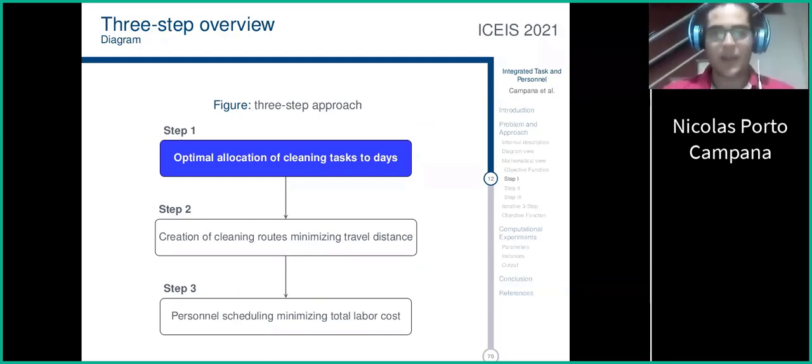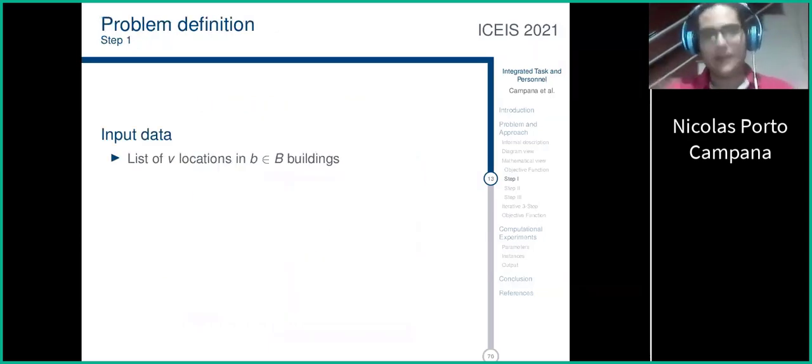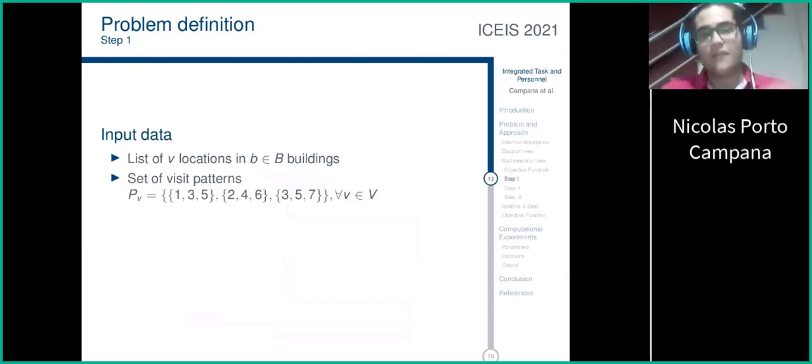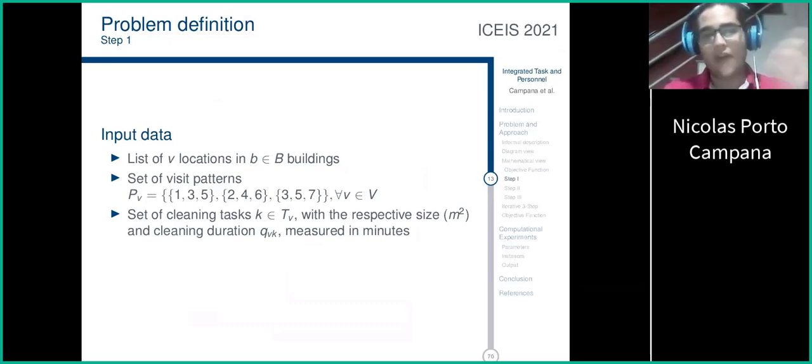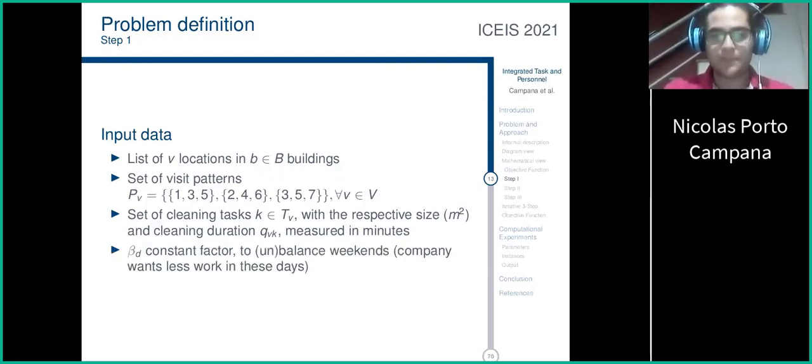In the first step, we do an optimal allocation of the cleaning tasks to days. Our input data is the set of locations and the set of visit patterns. For example, here we have 1, 3, and 5, where 1 means Monday and so on, until 7, which is Sunday. These feasible patterns are defined by the company for each location. We also have as input the cleaning tasks for each location, the respective size and cleaning duration measured in minutes. We also have a constant factor beta.